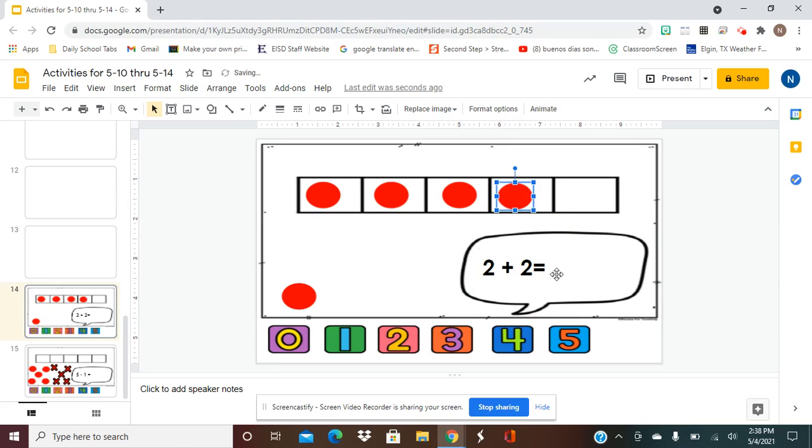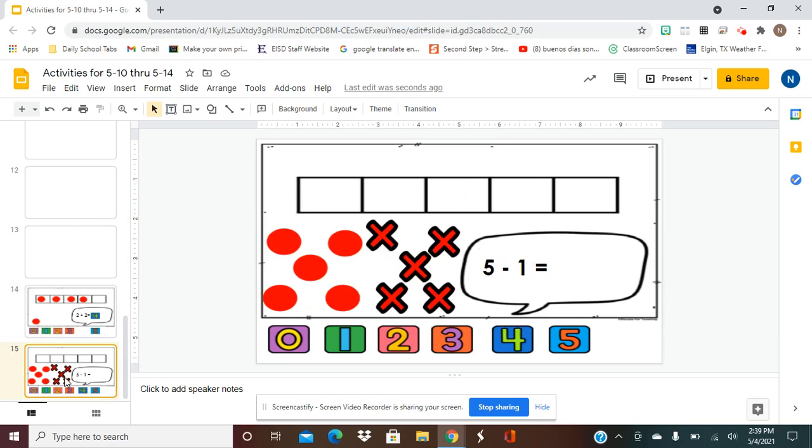So now in order for us to get our answer, we have to add everything together because we're adding. We're going to count all together. So let's count. 1, 2, 3, and 4. So our answer is going to be 4. We're going to look for 4 down here, and here it is. And we're going to move it up to our addition sentence. And now that we know the answer, we're going to read the addition sentence together. 2 plus 2 equals 4. Good job. Let's go to our next problem.